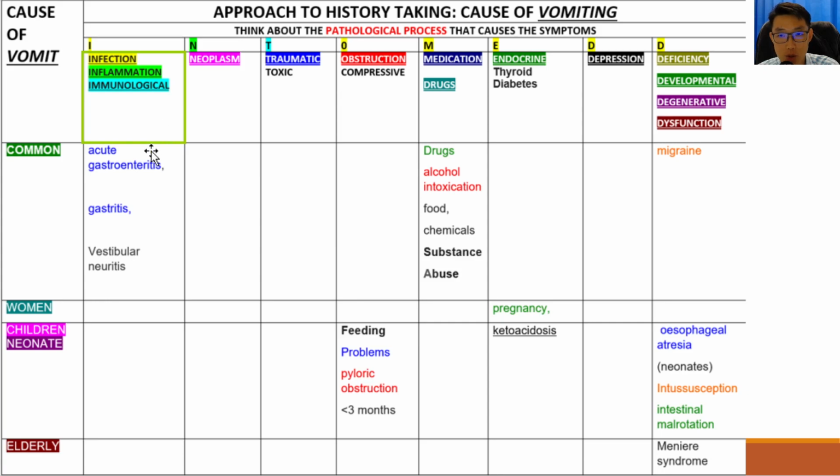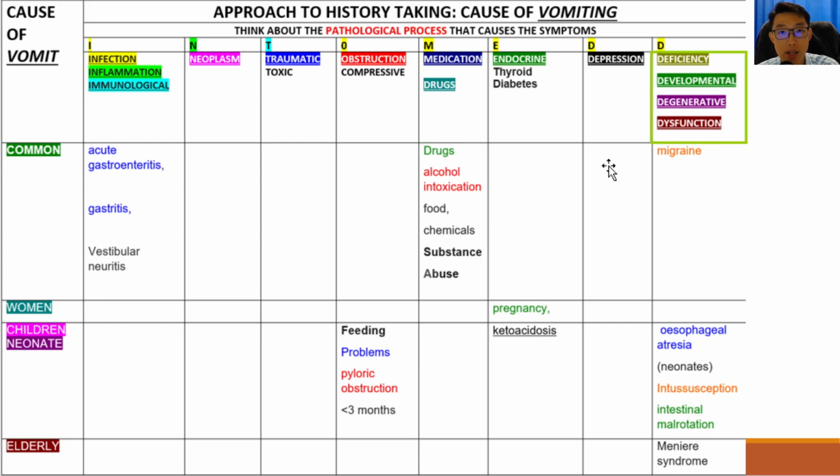Infective common causes include acute gastroenteritis, gastritis, which is inflammation of the stomach lining, and vestibular neuritis, which is inflammation of the organ of balance in the inner ear, causing vertigo as well as vomiting. Next, we have medication and drug use. The use of drugs, excessive alcohol, food, chemical, as well as certain prescribed medication can lead to irritation, therefore inflammation of the stomach lining called gastritis, leading to nausea and vomiting.